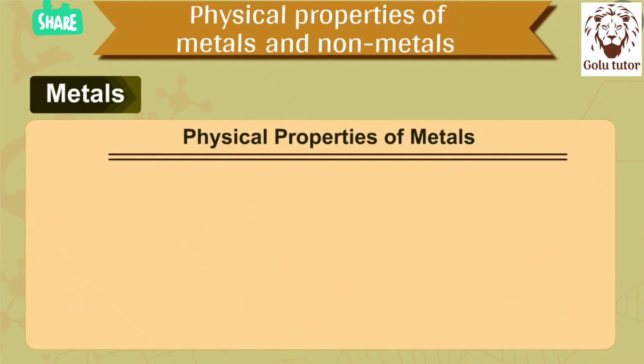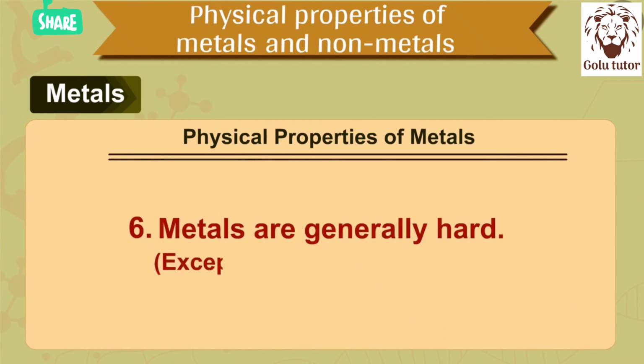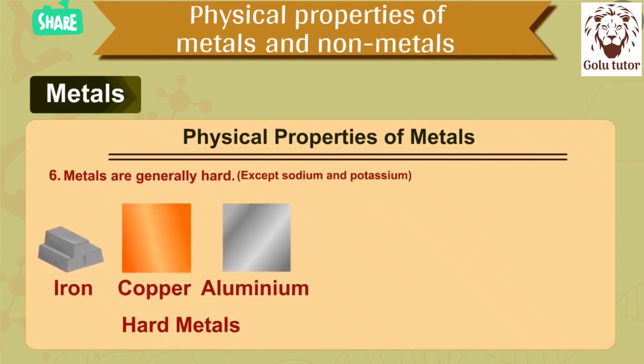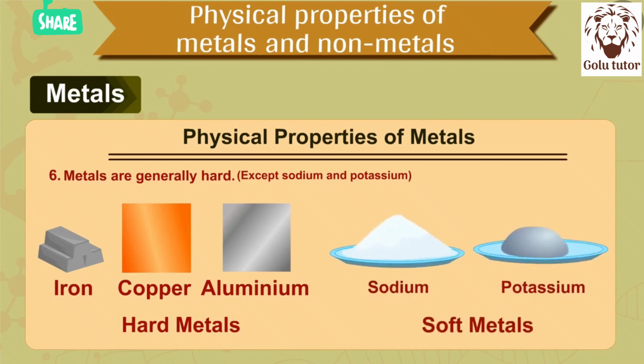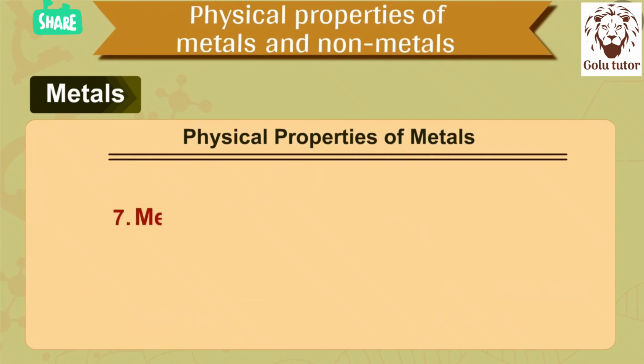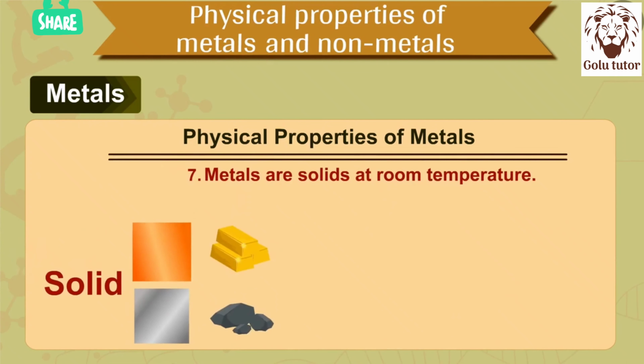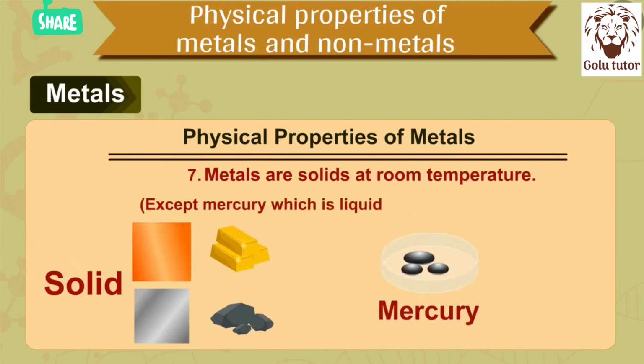The sixth property of metals is that metals are generally hard except sodium and potassium. Most of the metals are hard, but all the metals are not equally hard. The hardness varies from metal to metal. Most metals like iron, copper, aluminium are very hard. Although there are certain metals like sodium and potassium that are very soft and they can even be cut with a knife.